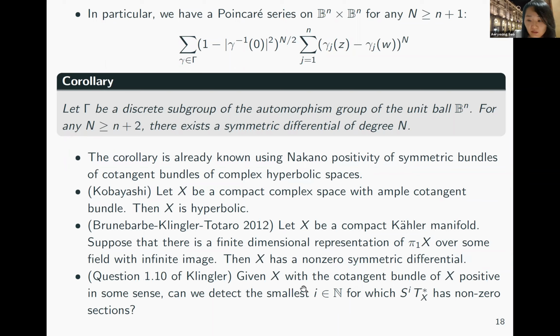And here is the following question of Kringler. He asked what is the minimum number for the given complex manifold which has a symmetric differential. So actually I wanted to reduce the degree to less than n+1, but actually this Poincare series is the best we could obtain. If we can obtain the Poincare series with less vanishing order, then maybe we can get the lower degree symmetric differential.